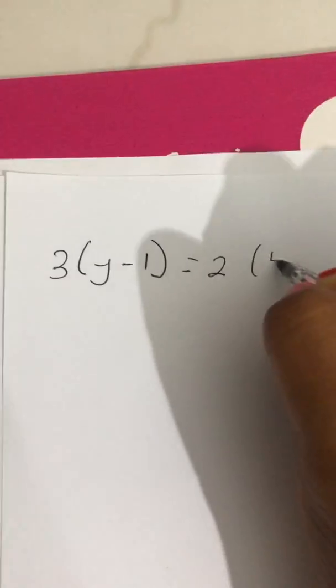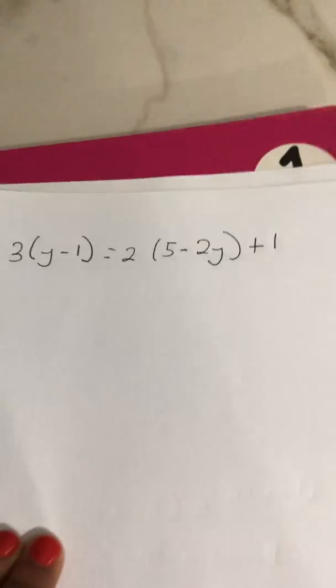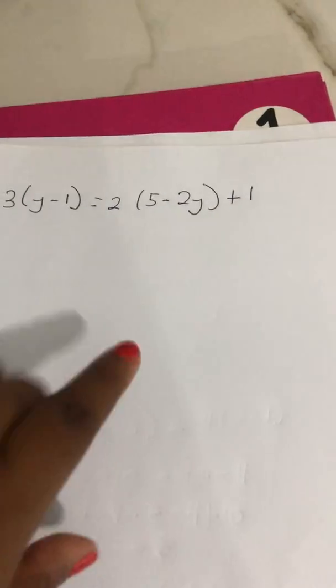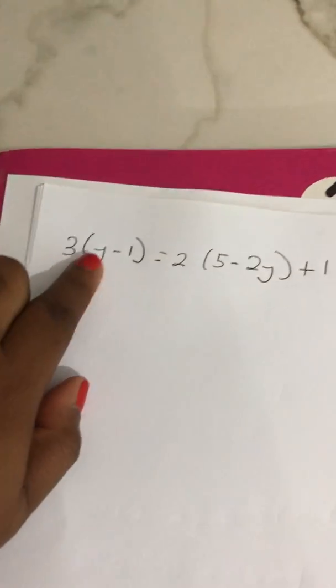The question says 3(y - 1) = 2(5 - 2y) + 1. Okay, so this is quite different from what we have been doing so far. Now, we have this part, the first part of this question.